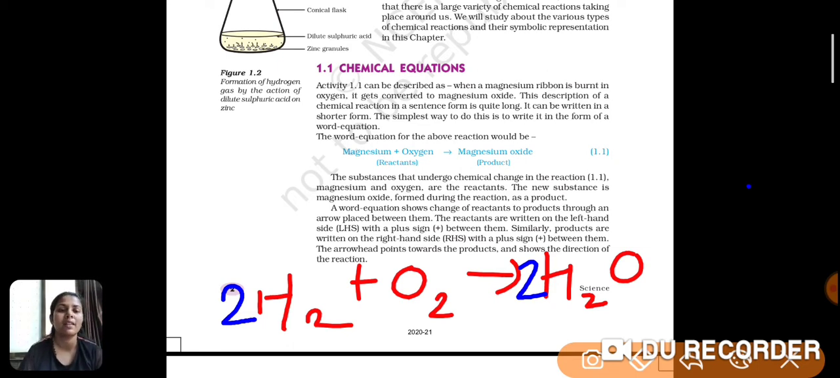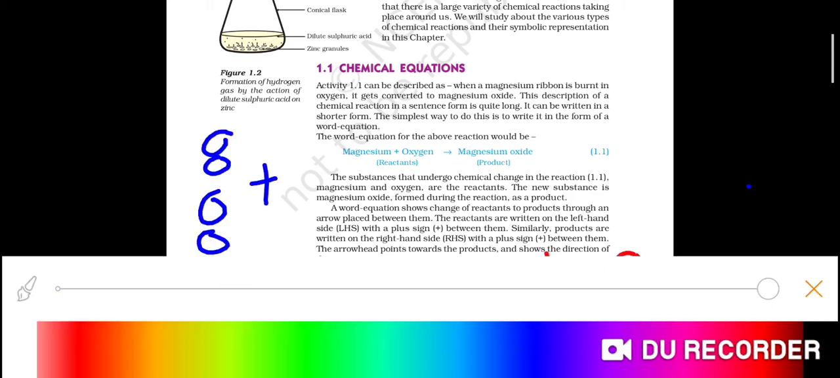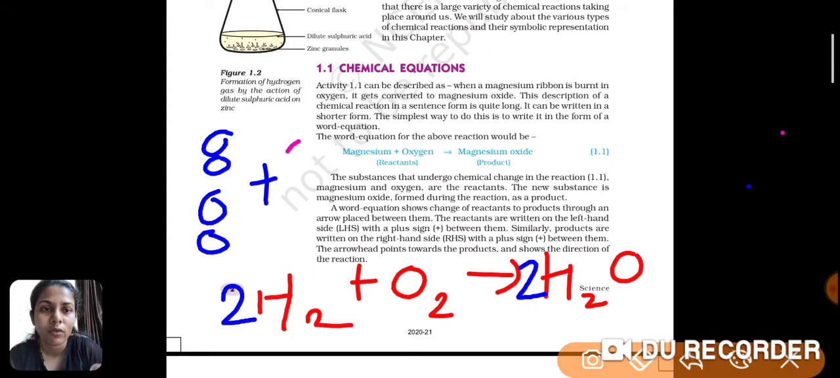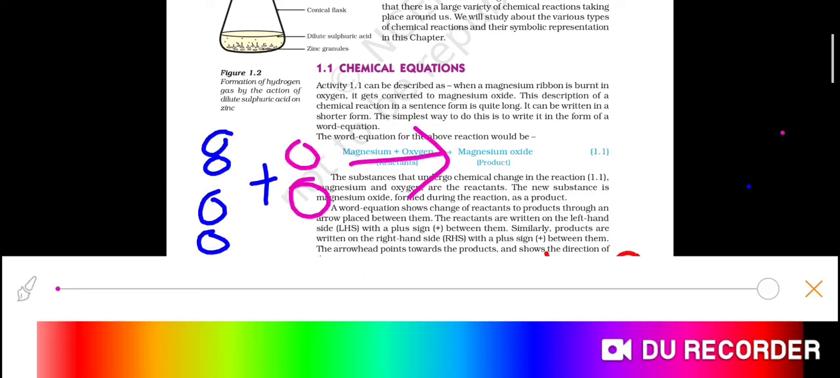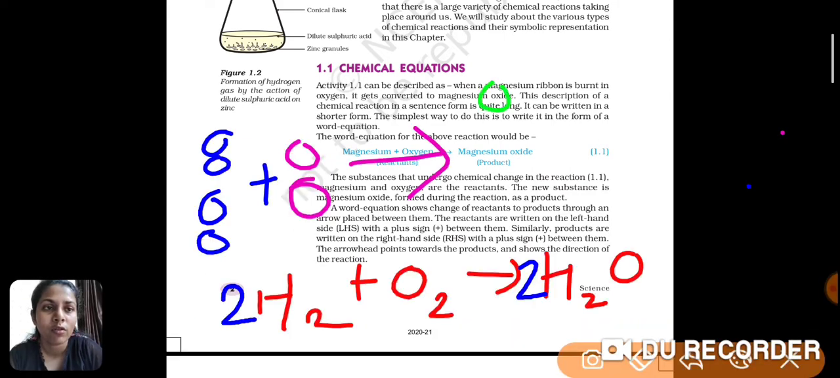This is the balanced equation. Now we can say that 2H2 plus O2 gives 2H2O, meaning 4 atoms of hydrogen plus 2 atoms of oxygen gives 2 molecules of H2O.